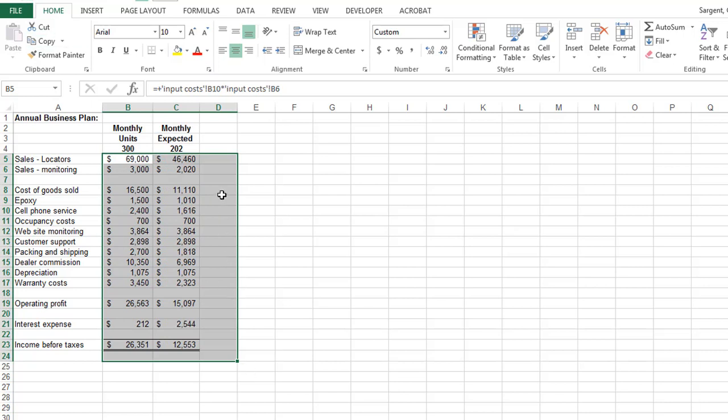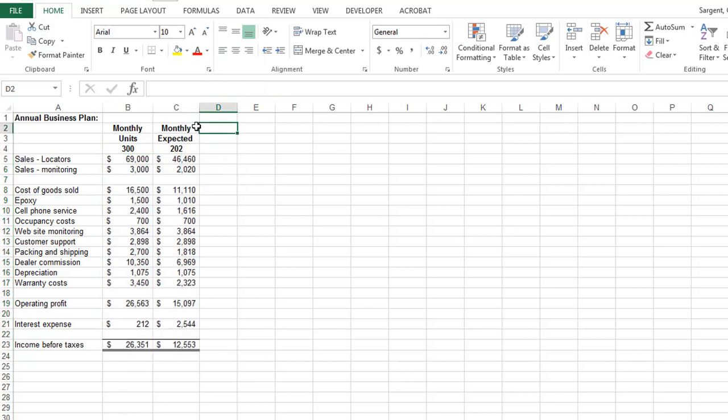So now we can put in the monthly actual. I'm just going to copy this over to get the formatting so I don't have to redo bold and center. So they actually did sell 102. So what did they get for those locators?